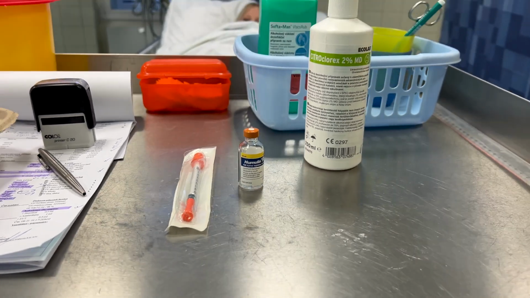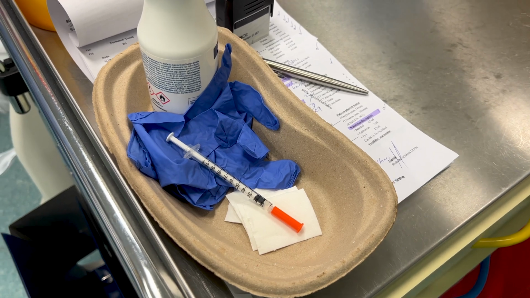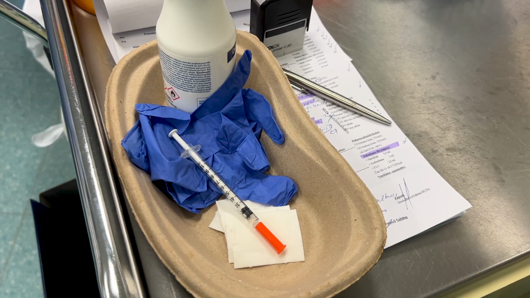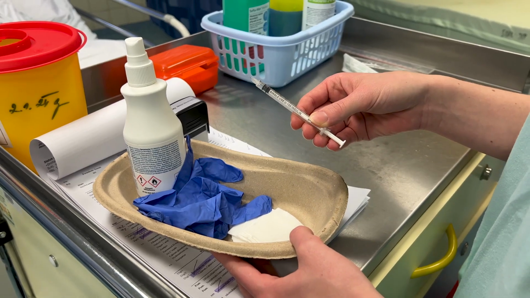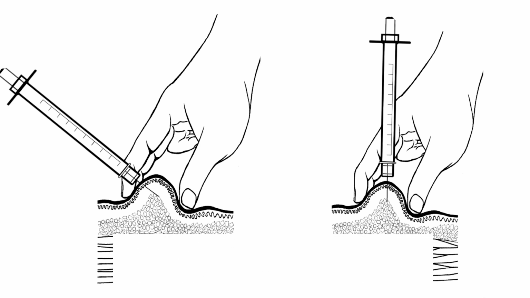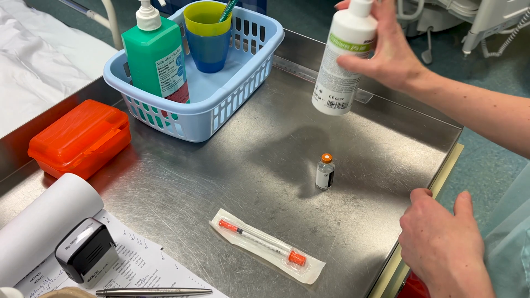Insulin syringe injection. Insulin syringes are commonly used in hospitals for temporary insulin administration or for elderly patients who are accustomed to them and are unable to switch to insulin pens. A single-dose injection can be performed in several ways. It can be done at a 45-degree angle with a skin fold or at a 90-degree angle with a skin fold. Disinfect the stopper of the insulin vial, labeled with the date of first use.